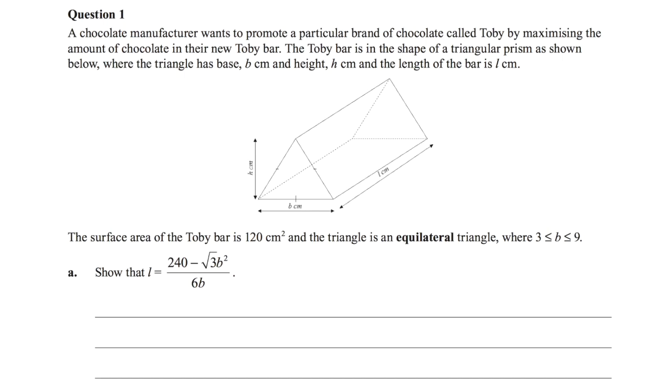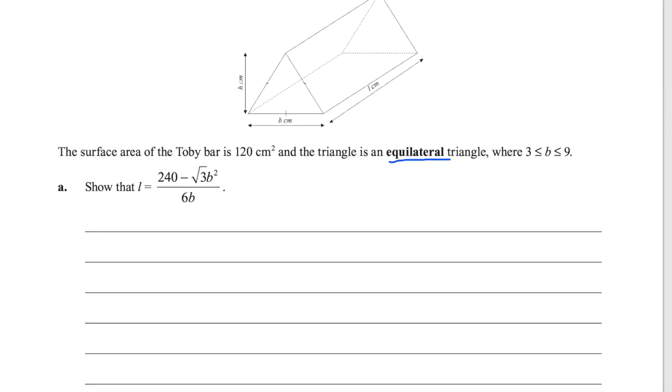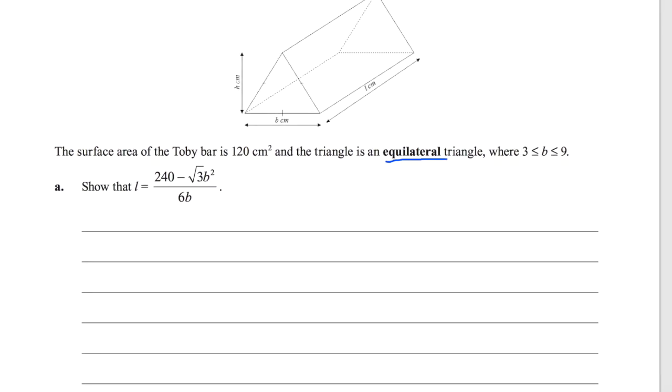The surface area of the Toby bar is 120 centimeters squared, and the triangle is an equilateral triangle where B is between 3 and 9. So the base of this bar is going to be between 3 and 9 centimeters. Okay, so what we can do is we need to show that L is equal to (240 minus the square root of 3 times B squared) over 6B. Okay, so let's start with this.